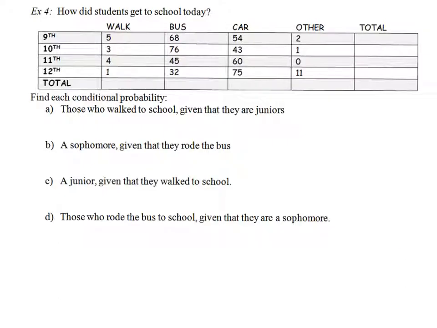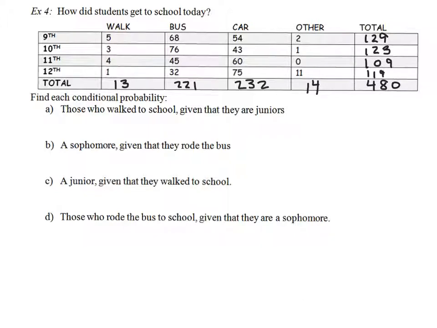Now what I'd like you to do with example number 4 is complete our total rows and columns for example 4 about how did students get to school today, and then we'll come back and take a look at those conditional probabilities. So go ahead and check your answers with mine.